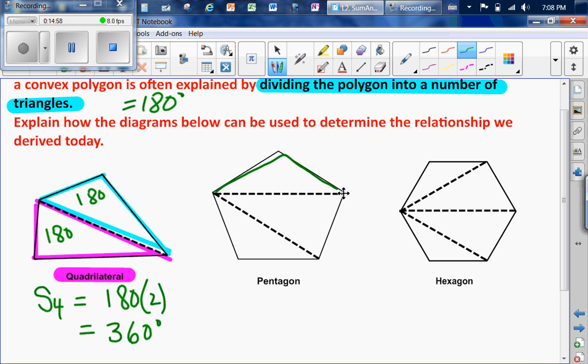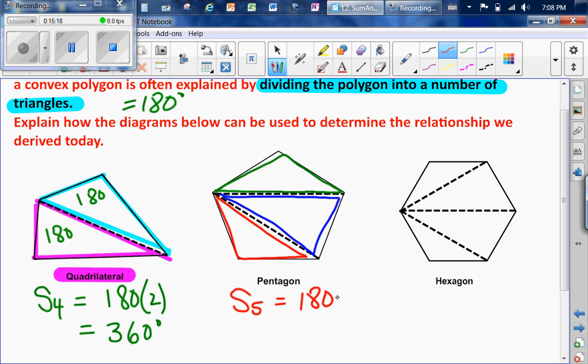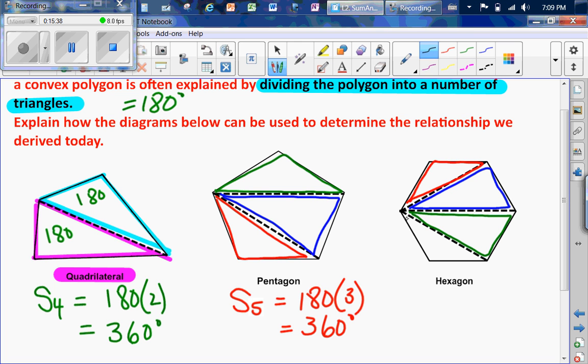we have one triangle here, another triangle here, and another triangle here. The same thing goes to show, we have 5 sides. We have 180, and we have 3 triangles, and that's 360 degrees. And the same goes, we have 1, 2, 3, 4.